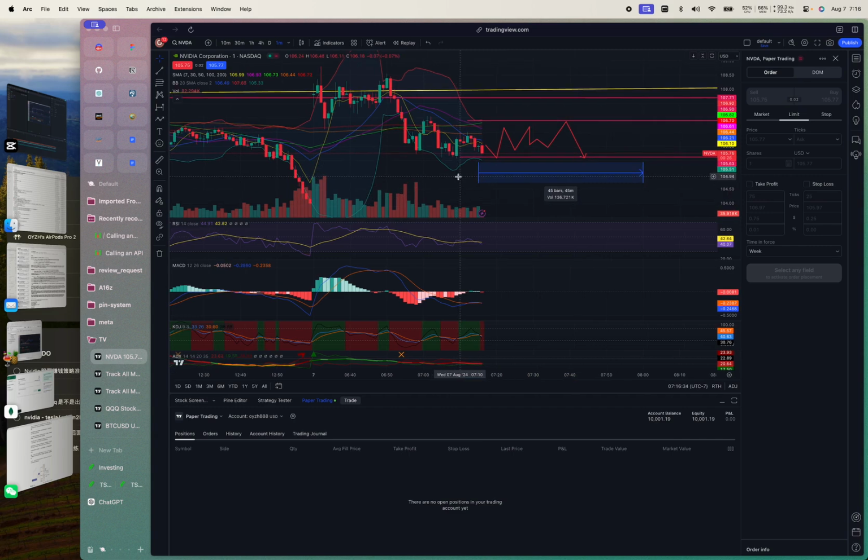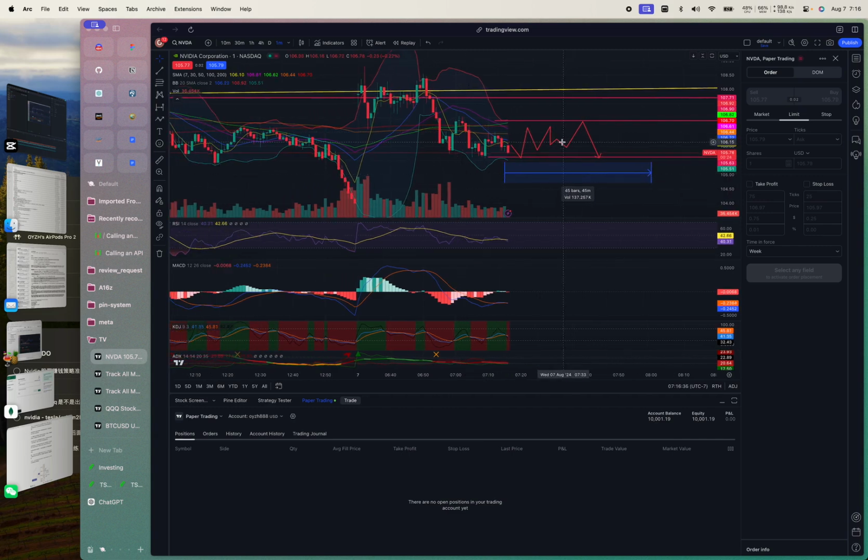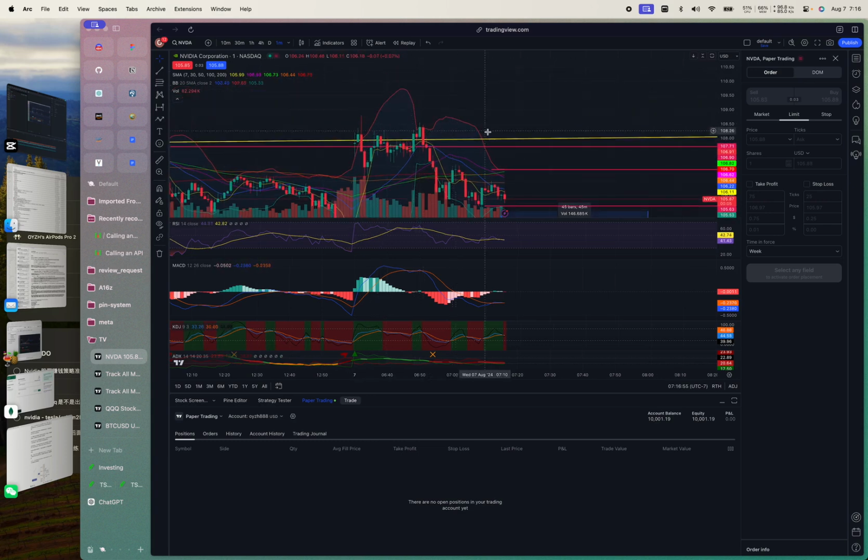Let me see. Yeah, but actually, you can find a tendency. Let me see. Oh, it's very hard. For Nvidia, from the first candle bar, you can see it's bullish, right? It's very bullish. Let me tap something.